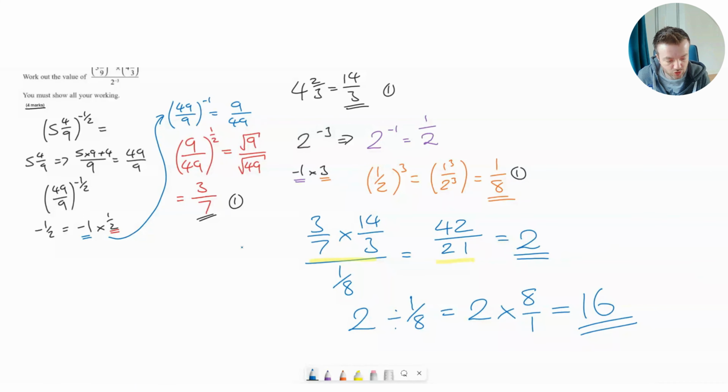Now, I appreciate it's a bit tricky. The main thing is look at all the ways to get marks. Make sure you show anything you can in the exam. I hope that makes some sort of sense.